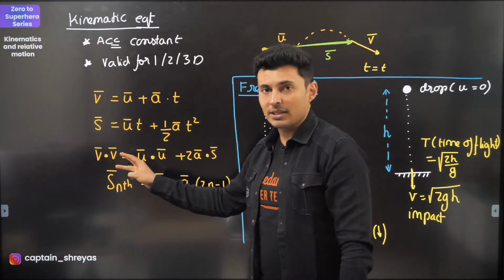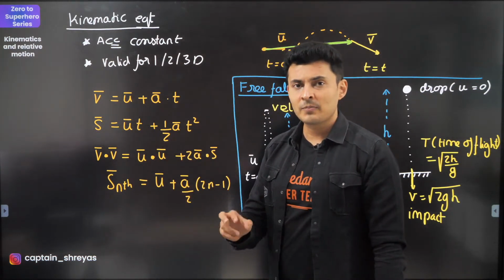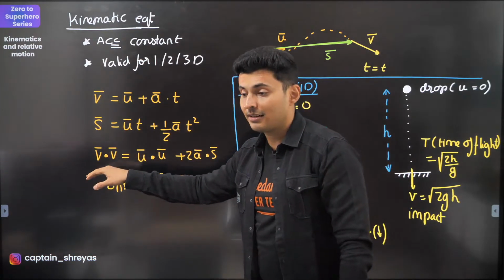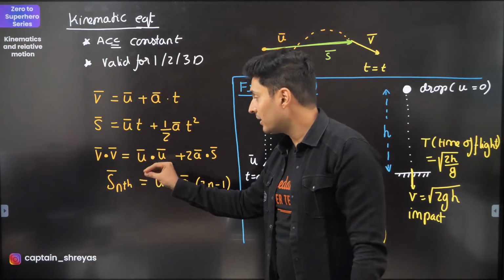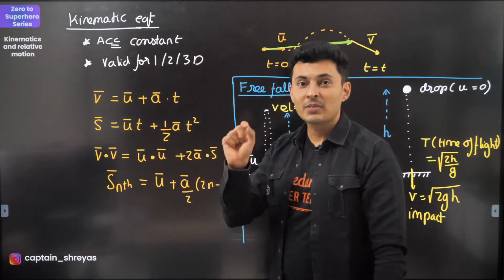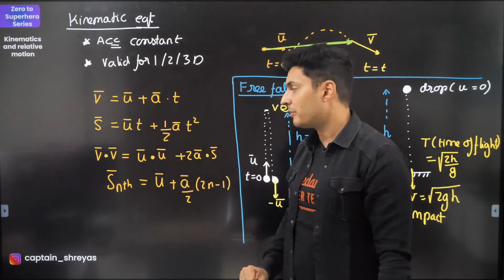The third kinematic equation, yes, it is v square is u square plus 2as in 1D, but in 2D or 3D, then you have to use this one. V vector dot V vector is u vector dot u vector plus 2 a vector dot x vector. It's a dot product. Okay, it's not a pure multiplication, something which you should keep in mind.